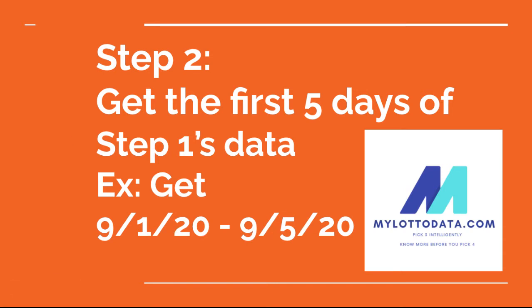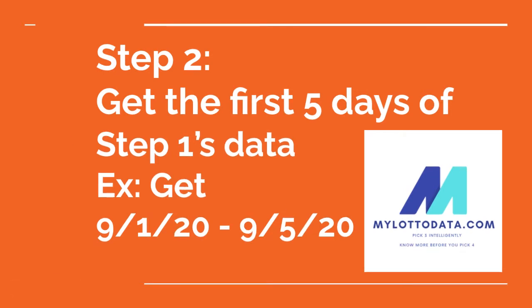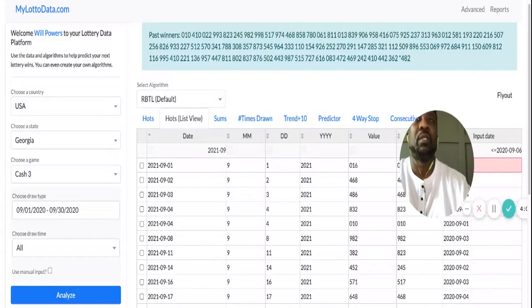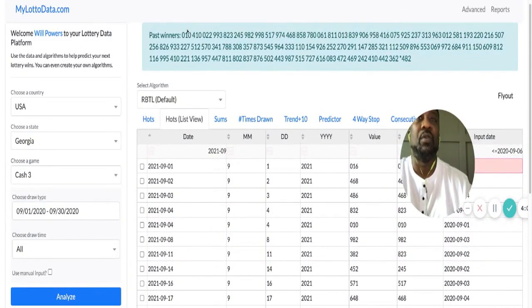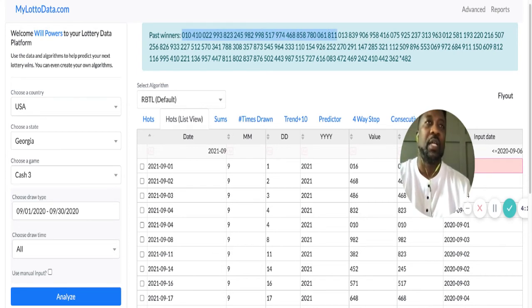So if I go back to mylottodata.com, right? The first 5 days of Georgia has 3 draws. You guys can see the screen here. The first 5 days of Georgia has 3 draws, so that's going to be 15 that we're going to be grabbing here. We're just going to copy that. Y'all can see that. This is the first 5 days of Georgia's data.